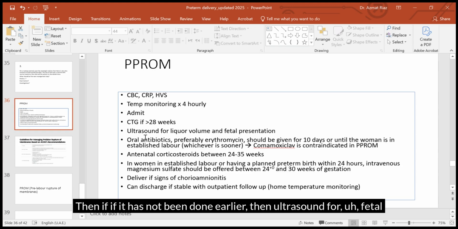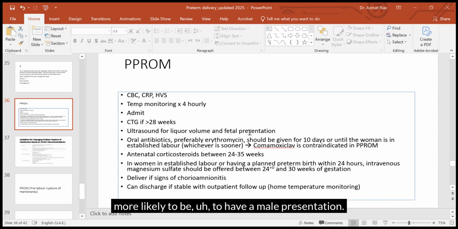Then, if it has not been done earlier, then ultrasound for fetal presentation, especially because earlier preterm babies are more likely to have a malpresentation. Okay, and then the fluid volume, what is the situation?